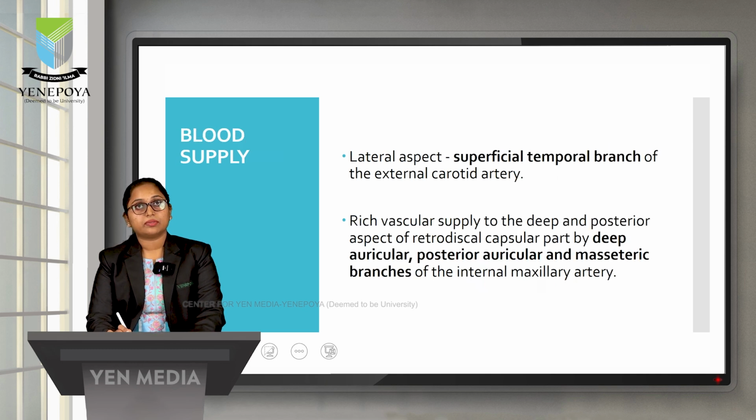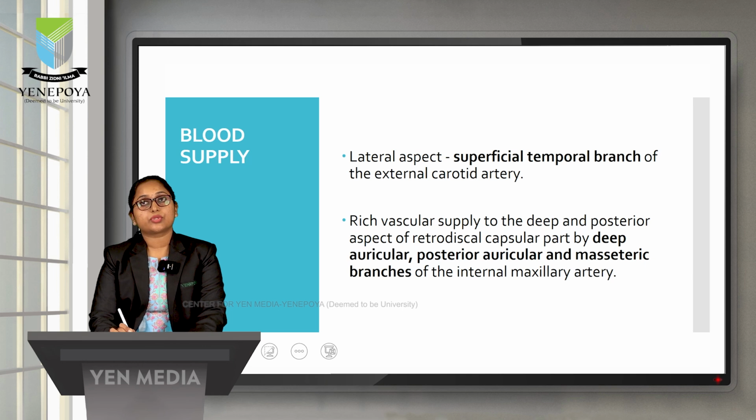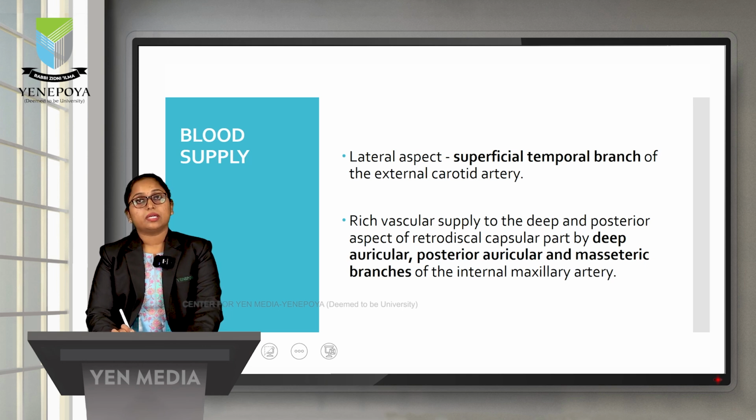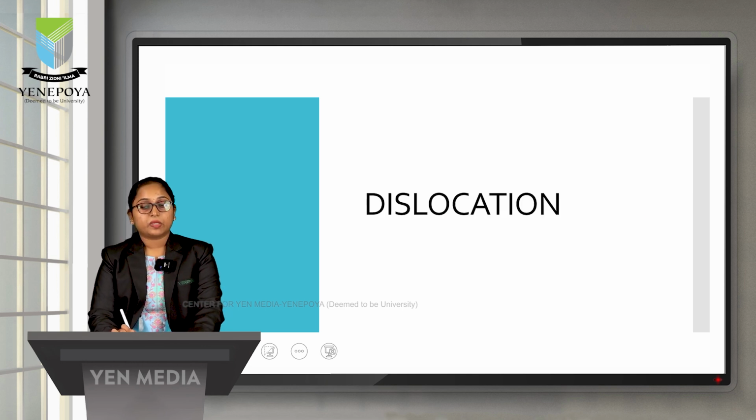posterior deep temporal nerve. The blood supply is the superficial temporal branch of the external carotid artery, and the rich vascular supply is provided by the deep auricular, posterior auricular and masseteric branches of the internal maxillary artery. Next, coming to dislocation.